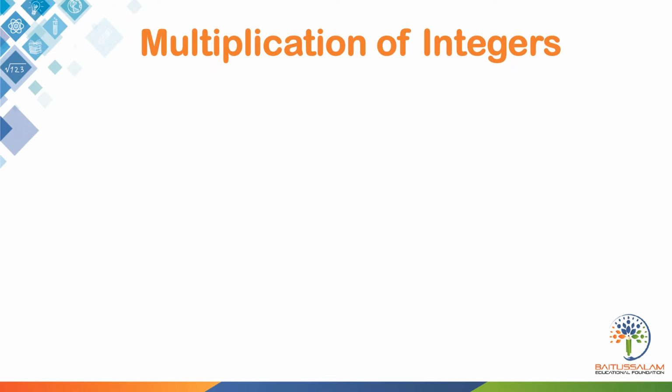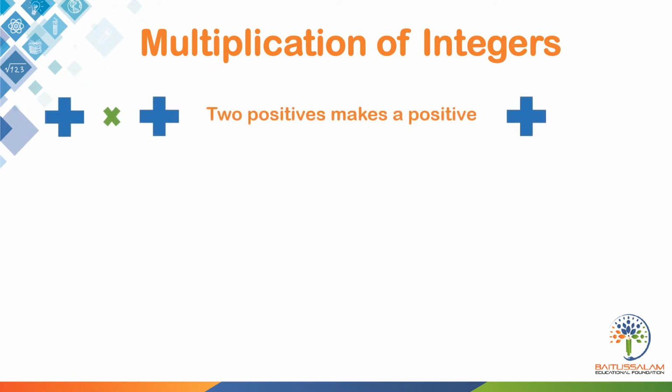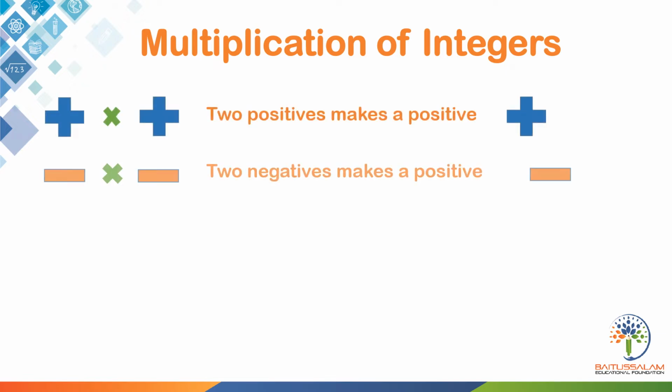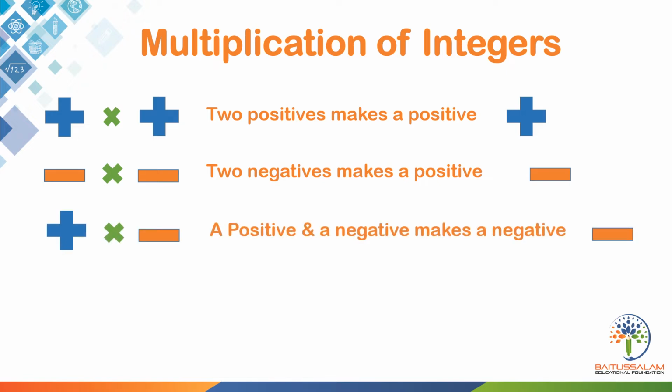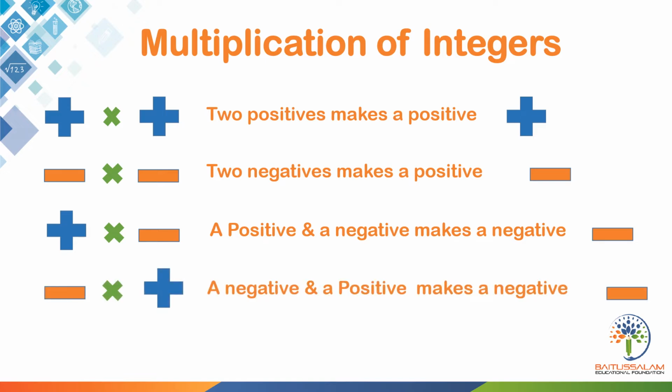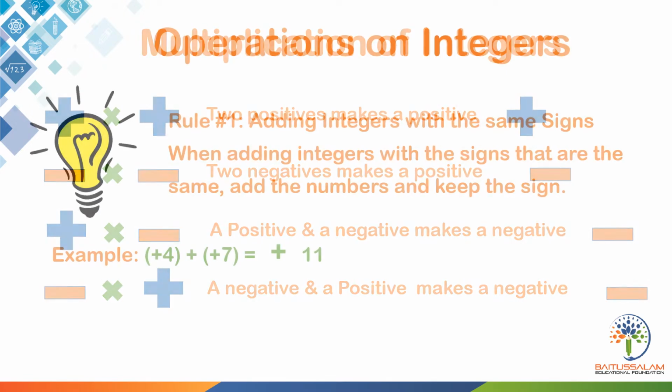Multiplication of integers is an important thing in the learning of integers. The product of two positive integers is positive while the product of two negative integers is positive. The product of a positive integer and a negative integer is negative, and the product of a negative integer and a positive integer is also negative.